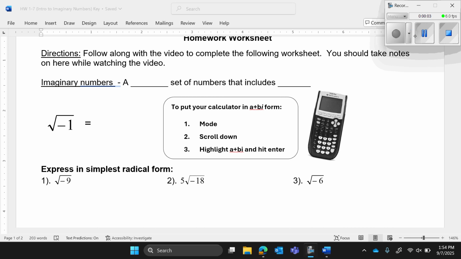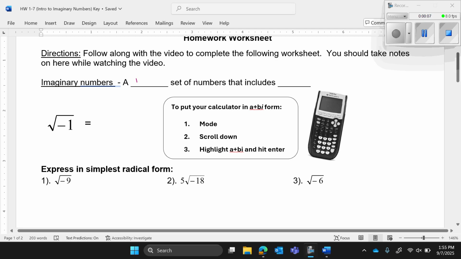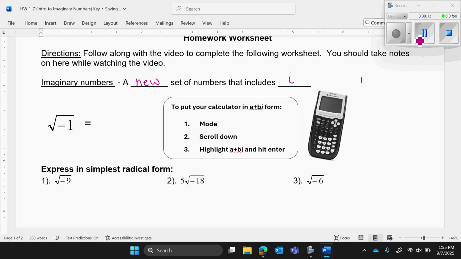Hello, this video is going to introduce you to imaginary numbers. They are a new set of numbers that includes i. Please do not write i like that. You want to make sure that you put a little tail on it, specifically to the right. Otherwise, it might look like a number 1 to your grader, and if you do the little tail on the left, it's going to look like a j.